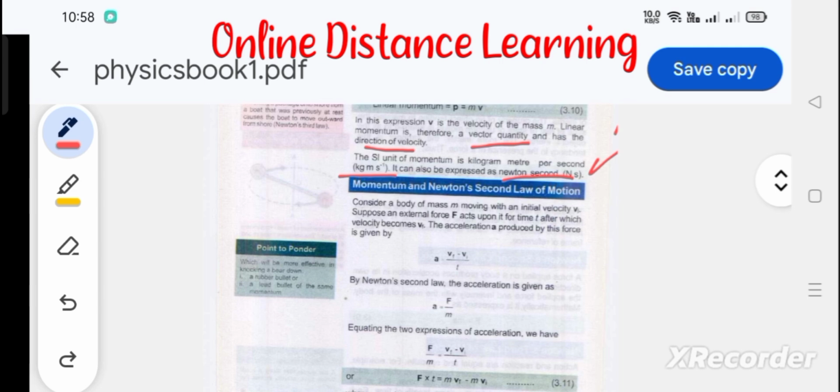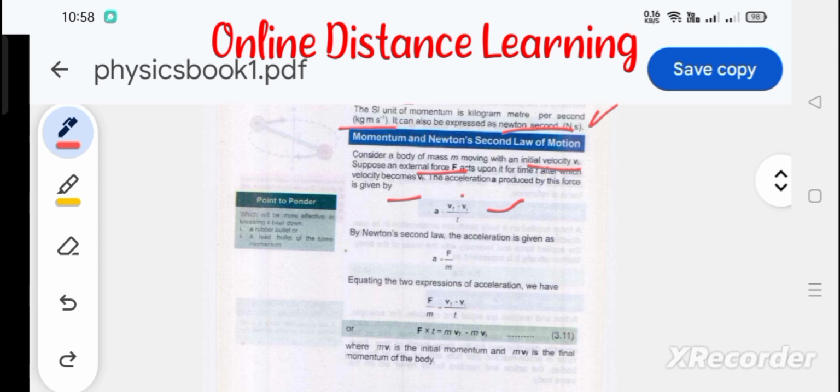Now we will see the momentum and Newton's second law of motion relation. Consider a body of mass m with an initial velocity Vi. If an external force F acts upon the body, after a time interval t its velocity becomes Vf. We always know that the acceleration A is equal to Vf minus Vi over t, and we have derived this relation from the equation Vf equals Vi plus A into t.